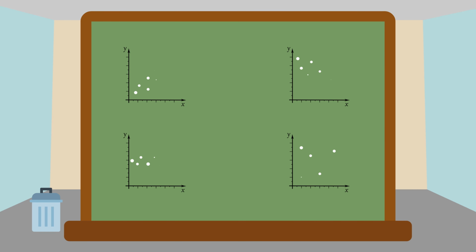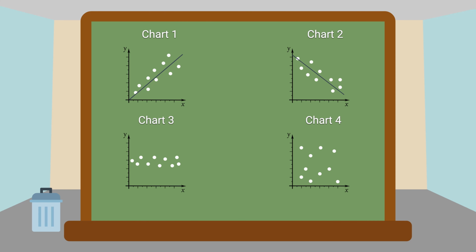Let's have a look at these four charts. When we look at chart 1, we see that whenever x is rising, y is rising as well. This will be even more obvious when we add a trend line. In this case, we call it a positive correlation. On the other hand, when we look at chart 2, we see that an increase in x is causing a decrease in y. This is called a negative correlation or anti-correlation.